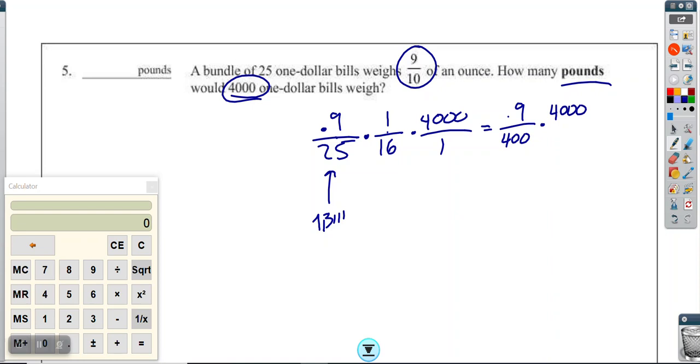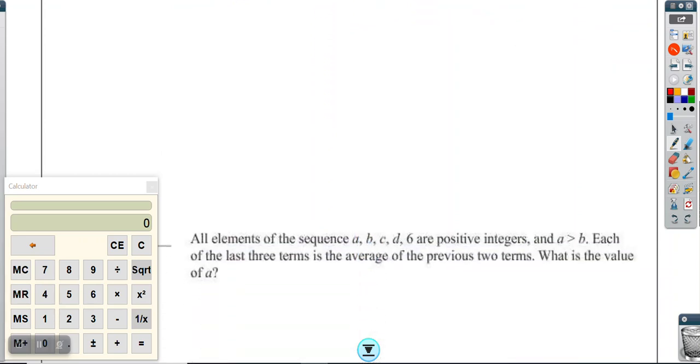Now, the cool thing about this is 4,000 and 400, well, I mean, that's easy to reduce, right? So 400 goes into 4,000 10 times. So really, this problem just boils down to 0.9 times 10. 0.9 times 10 is 9 pounds. I don't know. I'd take 4,000 $1 bills and carry around 9 pounds of dollar bills. It's better than 0 pounds of dollar bills.